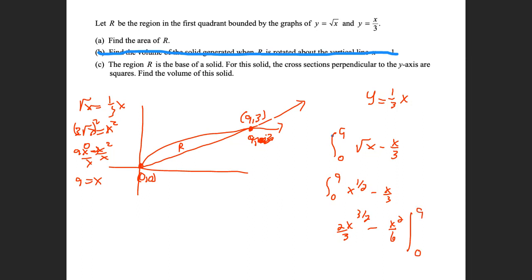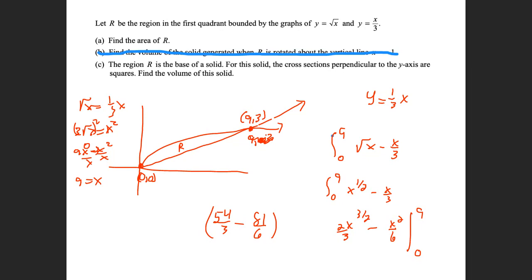Now you have to plug 9 in here, and hopefully you go back and do these problems slower when you have some time on your hands. Okay, so if I put 9 in here, 9 to the 3/2, so that's what, 27. 27 times 2 is 54, so that's 54 over 3 minus 9 squared, which is 81 over 6. And then if I put 0 in there, that's just going to be 0. So my answer is just going to be this, worked out.